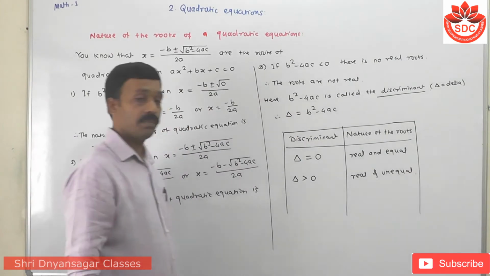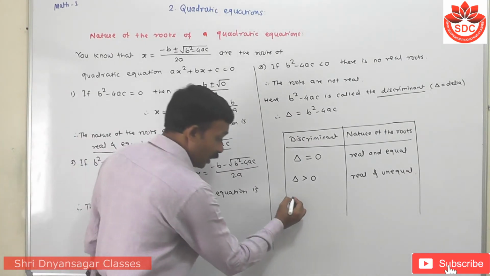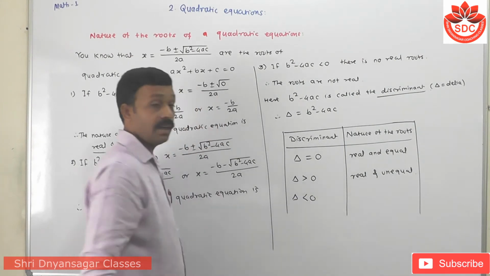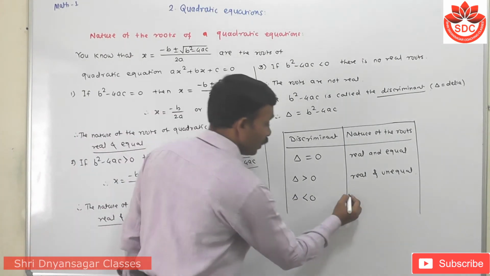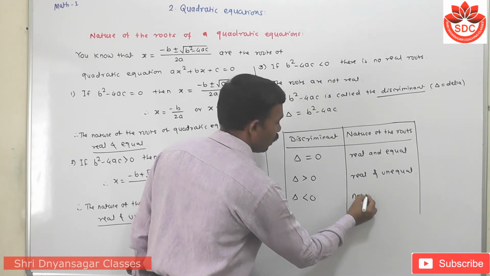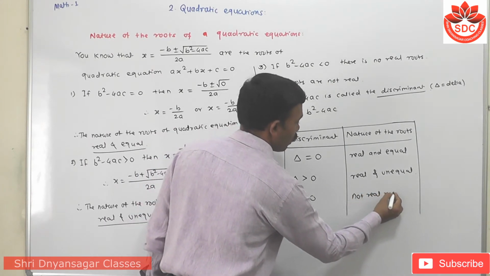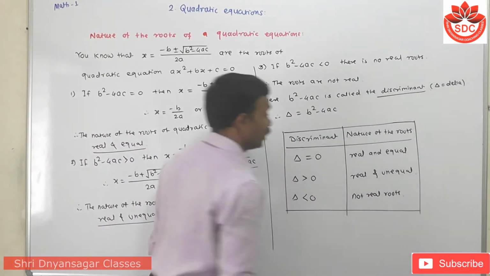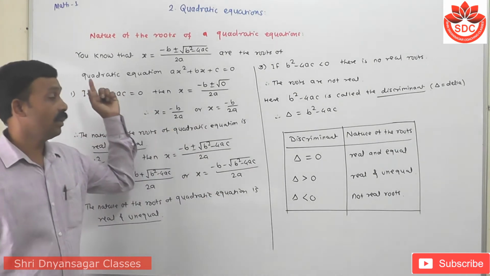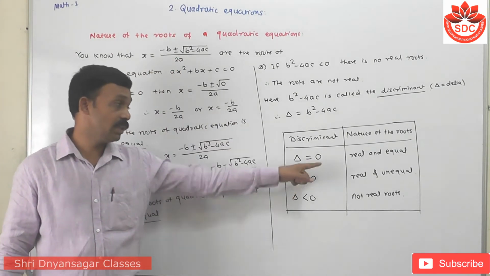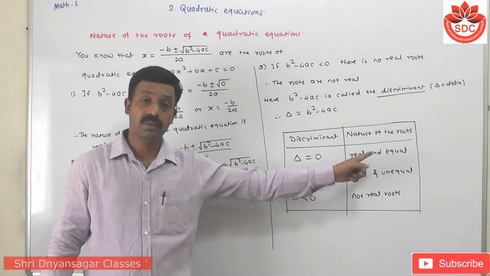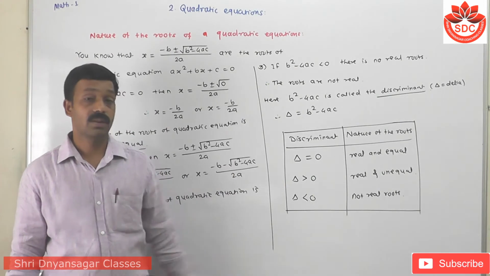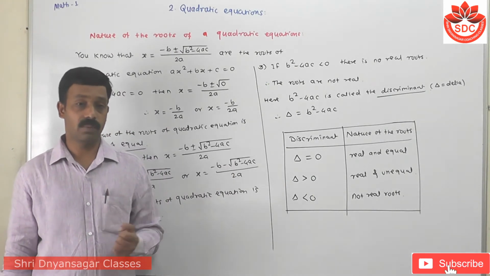They are not equal. And third case, if the value of the discriminant, delta, is less than 0, meaning negative numbers, at that time there are no real roots. Can you understand this? Okay, this is the chart to understand the nature of the roots. If delta is 0, real and equal; delta greater than 0, real and unequal; and delta less than 0, there are no real roots. Okay, we see the next point.